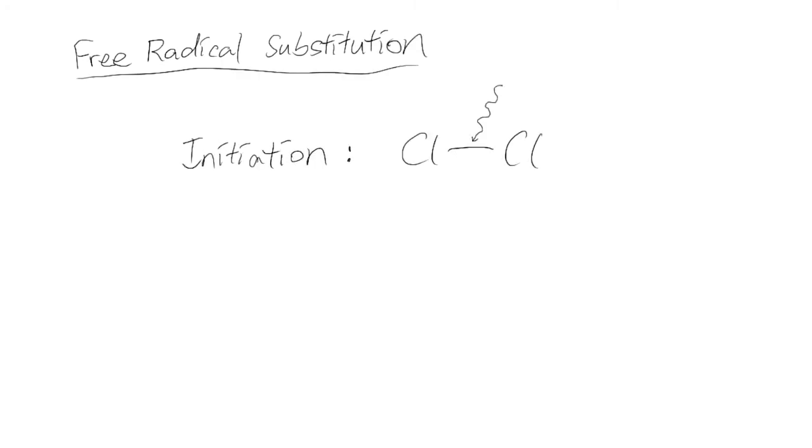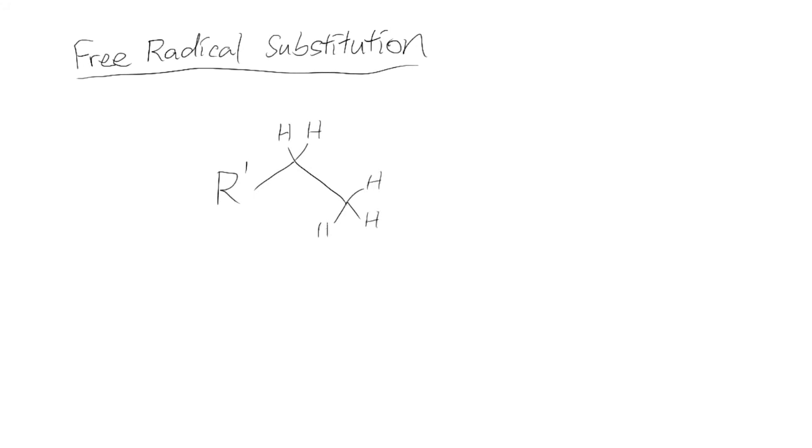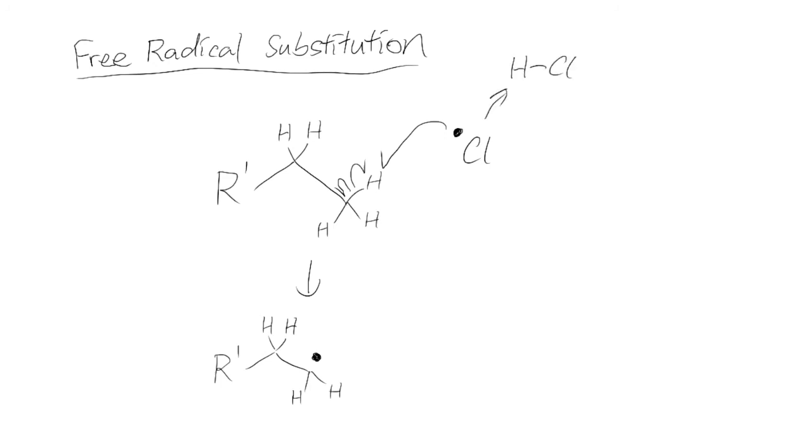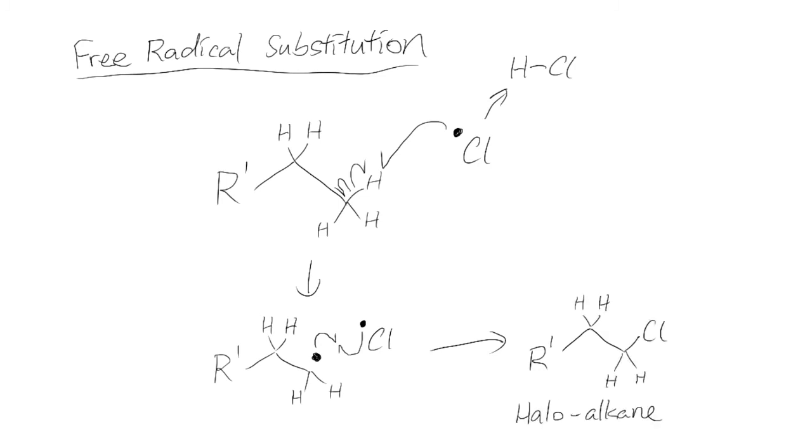A halogen molecule is activated by UV light, a step called initiation. The Cl radical can steal a hydrogen atom off the alkane, forming an alkyl radical. This alkyl radical eventually finds another Cl radical and recombines, forming the haloalkane, and so terminates the reaction.